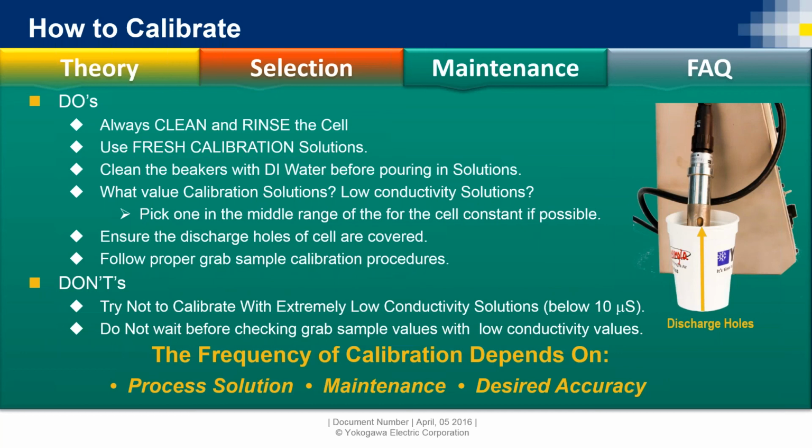So do's and don'ts. Here's what we say. Just like your pH, even though for the most part these sensors that you're using are metal, they're probably stainless steel. Some of the applications are going to be Kynar or that Teflon material or PEEK. Always clean them and always rinse the cell. Always use fresh calibration buffer solutions if you are using solutions. And then always clean your beakers before you put your calibration sensors in them.